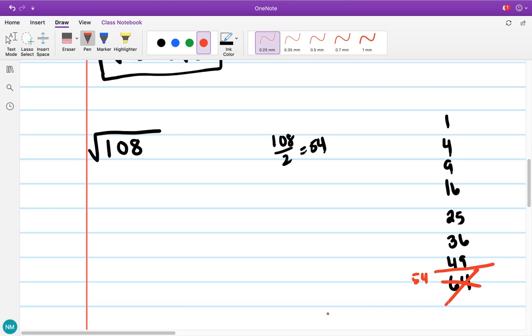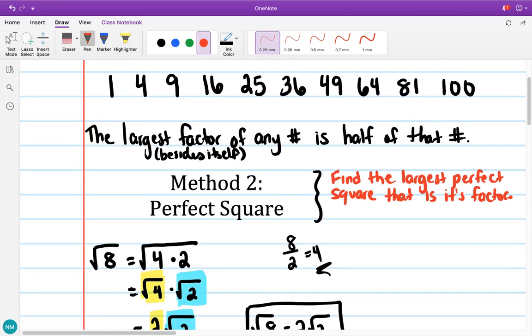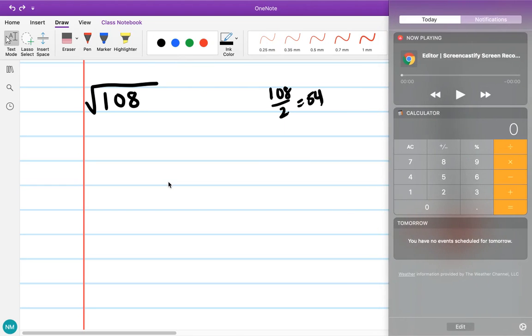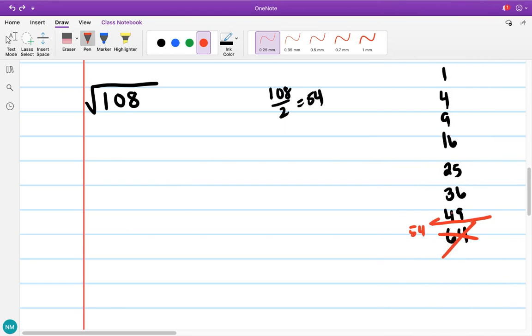So that means 64 is completely out. So I'm going to start testing 49 down. Again, I want the largest perfect square, not just a perfect square. Because I know 108 is divisible by 4, but that doesn't really help me because it might not be the largest perfect square. So I'm going to start dividing. 108 divided by 49. It is not divisible. So I can sit here and say goodbye.